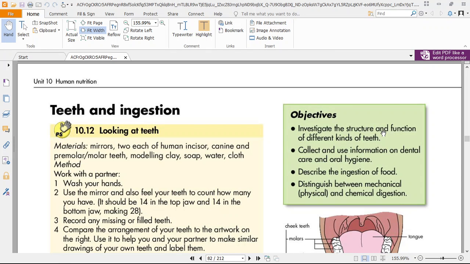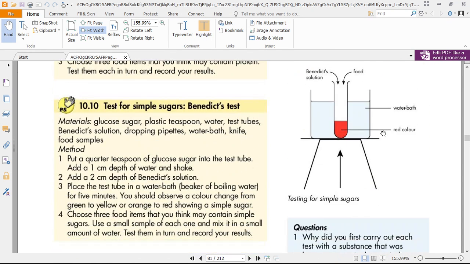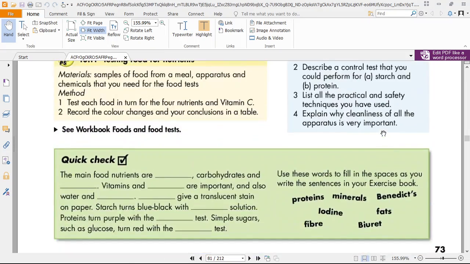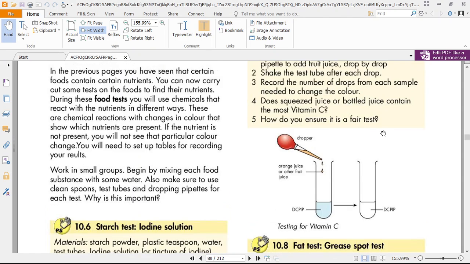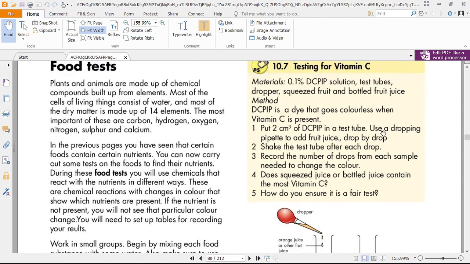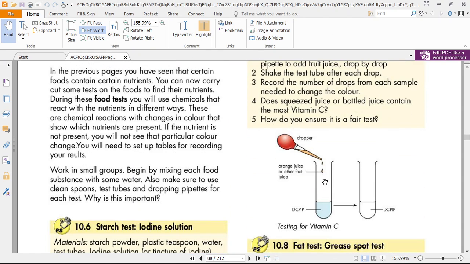Let's move on to another test. Let's go to the vitamin C test. For vitamin C, you have your food substance, like your orange juice, and when you put it inside the boiling tube or the test tube, then the color is changed.